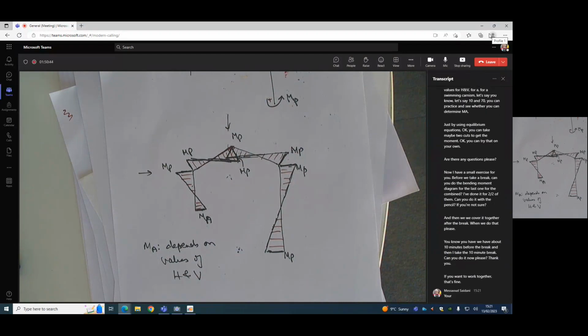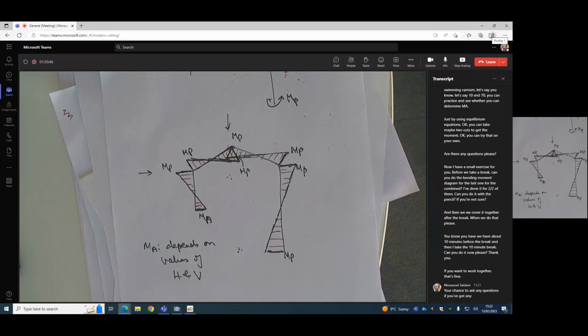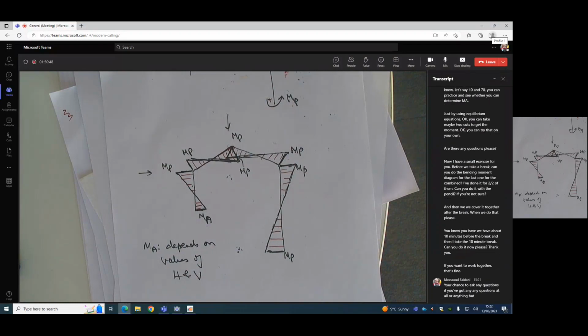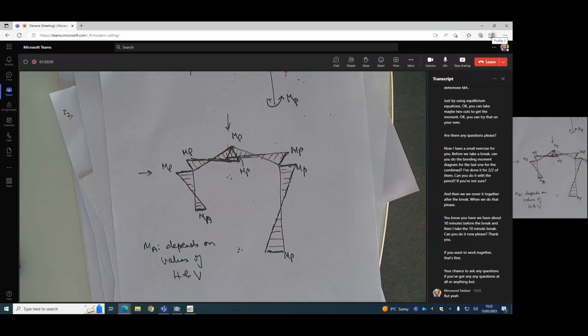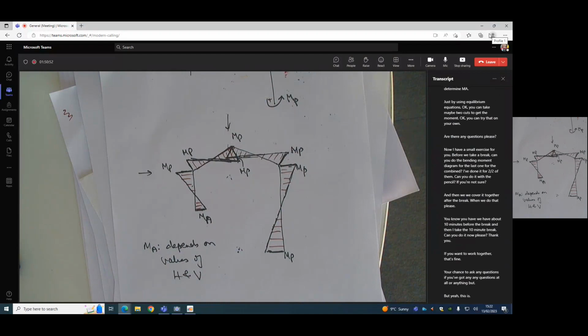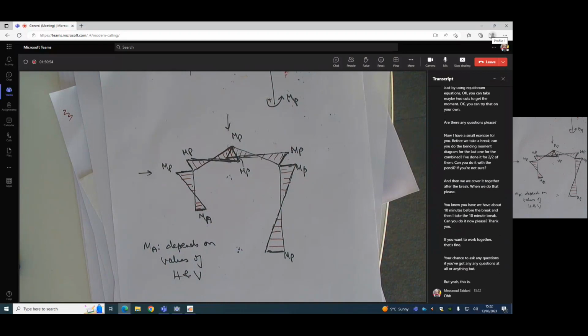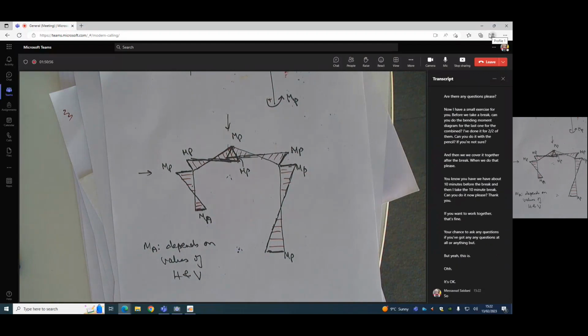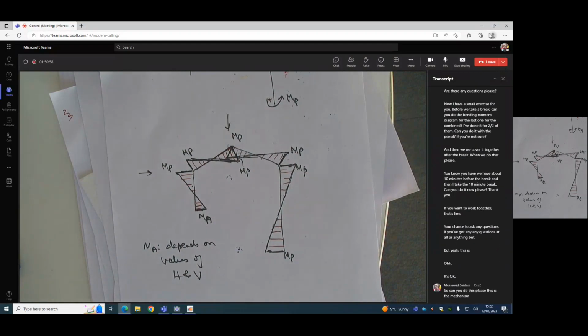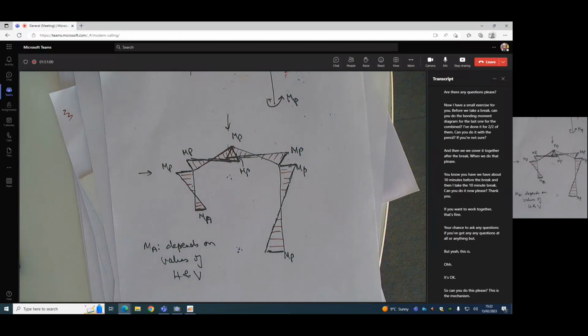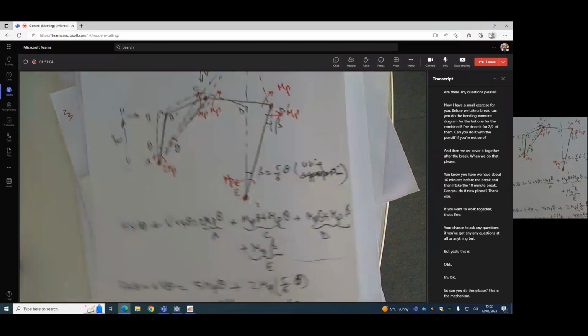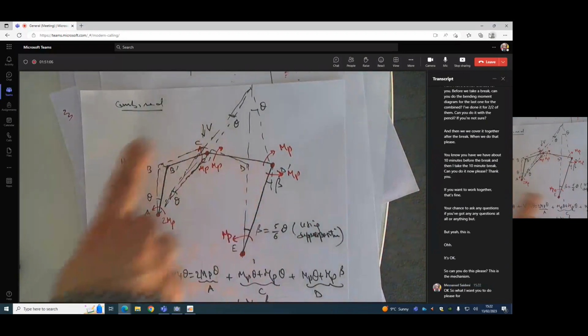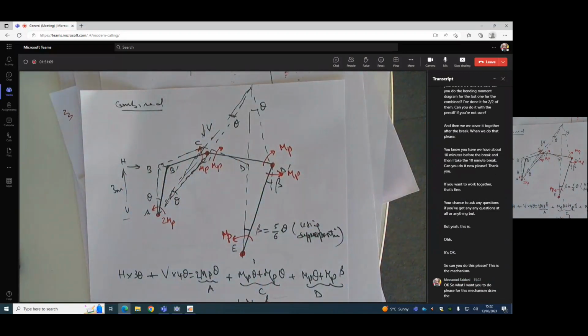Your chance to ask any questions if you've got any questions at all, anything that you don't understand. Yeah, do the combined. Oh, because you haven't got it. Okay, so can you do this, please? This is the mechanism. Okay, so what I want you to do, please, for this mechanism, draw the bending moment diagram in the same way.